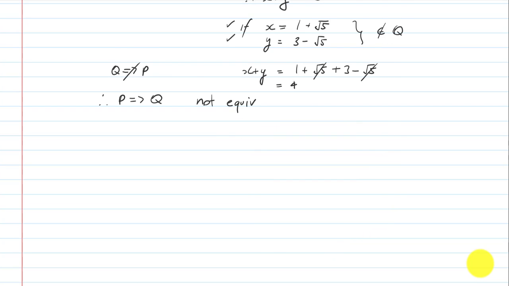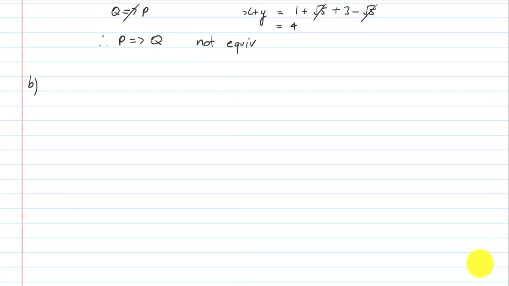I suspect I need a little bit more space. So this is part B. In part B, we're told that P is X cubed is greater than 0, and Q is the statement that X is greater than 0. So I'm going to start with, does P imply Q? And I think this one's probably the slightly harder one, but not too bad.